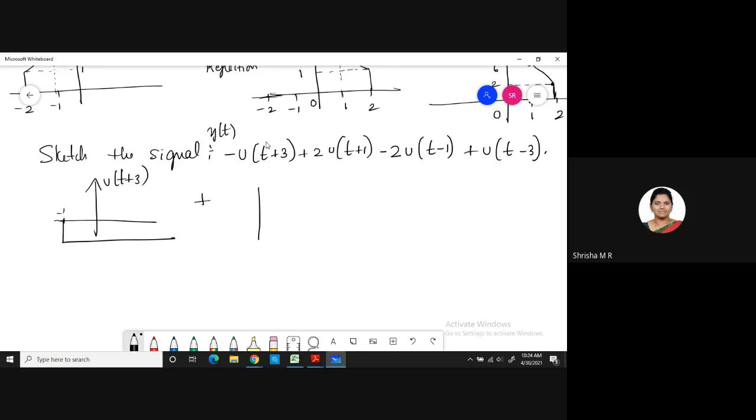What is the next one? You have 2 times u of t plus 1. The signal so far starts from -3 with amplitude -1. Now 2 times u of t plus 1 means the signal will start from -1 with an amplitude 2, correct? Then you have minus 2 times u of t minus 1. From where will the signal start?